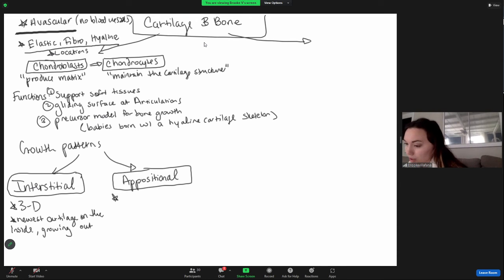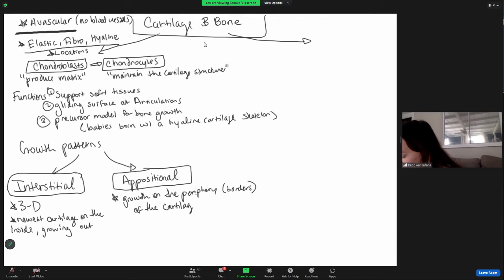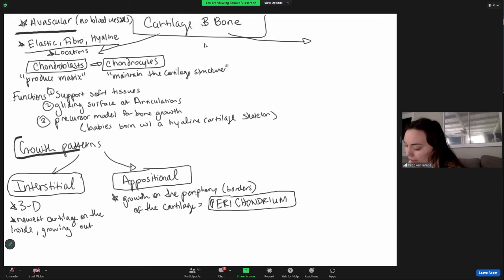Appositional is basically the opposite. We get growth on the periphery. The word periphery means the borders. So we get growth on the periphery of the cartilage, and the word for that is perichondrium. On your test, we might ask you which one of these has growth at the perichondrium, and that would be appositional growth. Good, so those are two growth patterns.